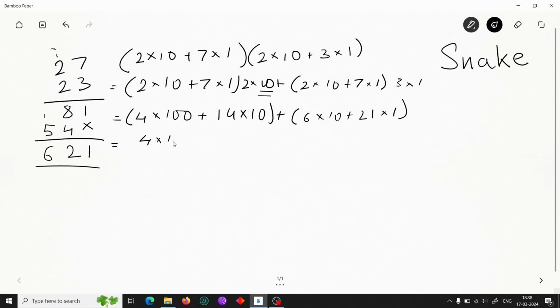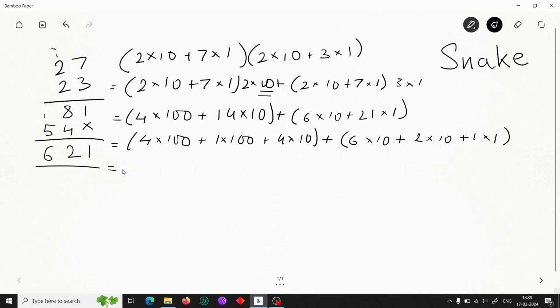So this would be 4 times 100, and this here, 14, would be 10 plus 4, and that 10 gets multiplied, so that would be 1 times 100 plus 4 times 10. Okay, and then on this side it would simply be 6 times 10 plus, this is 21 here, so this would be 20 plus 1, so that would be 2 times 10 plus 1 times 1. Okay, that's how the split occurs.